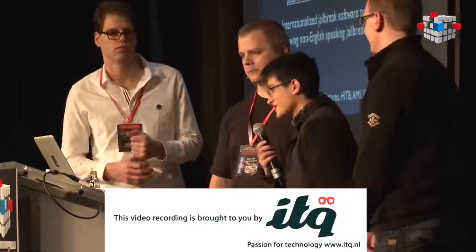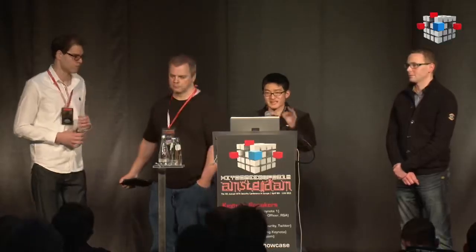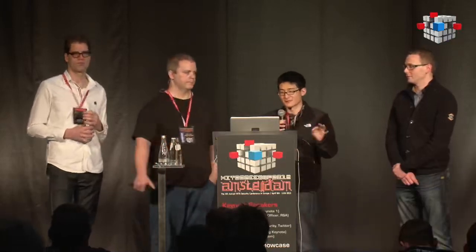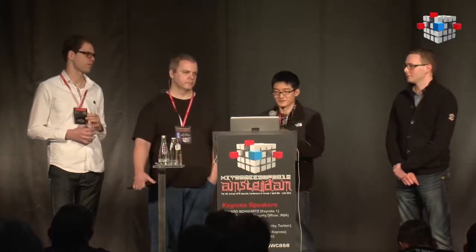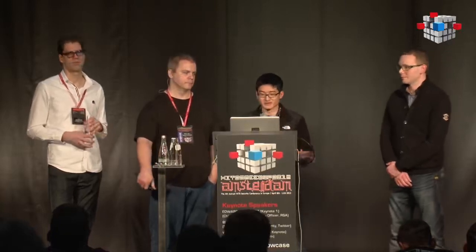So basically, one of the things about this jailbreak that I hope will contribute to the future of jailbreaks is that now we have a nice set of patch finding routines that can automatically find offsets. The family of iOS devices has grown so much that no one wants to manually go through every single kernel variation or userland software variation and find all the offsets. So if we have that, then it will be much easier to create jailbreaks that work on all devices.